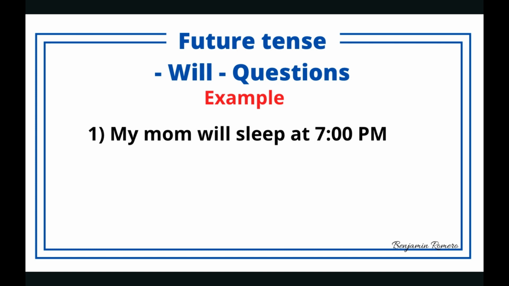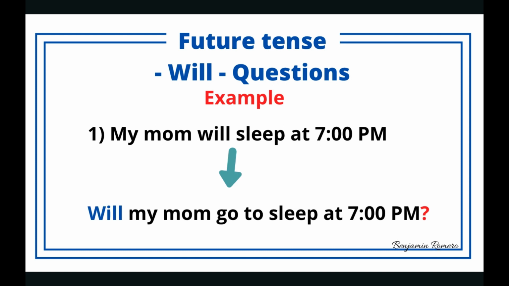Next example. My mom will sleep at 7 p.m. What we have to do right now is just switch the subject or the person. In this case, it is my mom. Well, it's not my mom, but you know what I mean. So it'll be like, will my mom go to sleep at 7 p.m.? And boom, question mark. And that is easy. Super easy. So you can see this is very simple. Now we know how to do this.